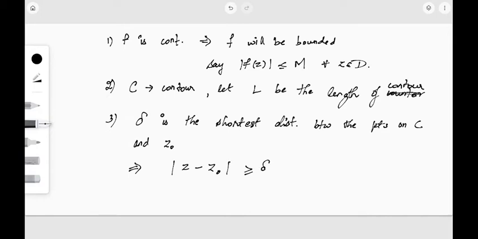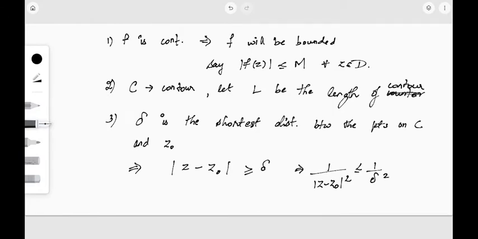Delta is the shortest distance between the points, right? So the modulus of any complex number z on the contour and z dot will always be either equal to delta or greater than delta, because delta is the smallest one. So from this I can write 1 by mod z minus z dot will be less than or equal to 1 by delta, or 1 by mod z minus z dot square will be less than or equal to 1 by delta square, right?